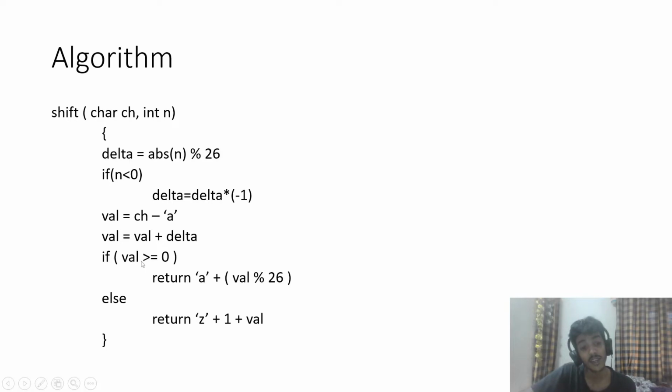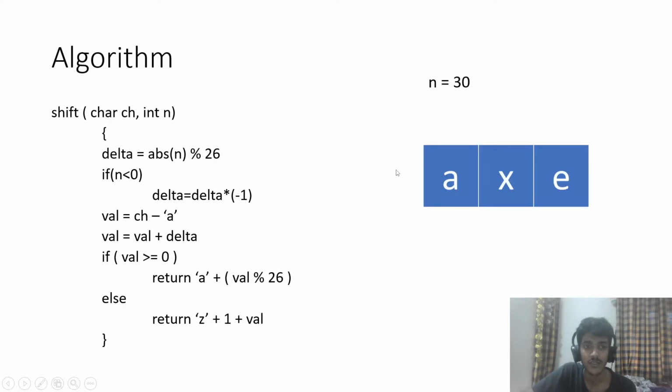And in case value is negative, it means that we need to count back from z. So if it is -1, we need to return z, right? Before a is 0, and before a it is -1. So that means it's z. So for z, we will be returning z plus 1 plus value, where value will be -1. So 1 plus -1 equals 0. See, we will be returning z. I will show with another example.